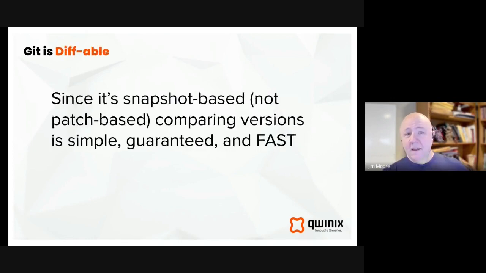It's diffable. What's particularly nice about Git is that it's not storing patches, it's storing the complete state at every step along the way. If you want a lot more information on this, I've got another talk, Git Made Simple, that talks about Git data structures. That means comparing versions, whether it be the very first version or the 500,000th version in the repository, is simple, guaranteed, and fast. It's an O(1) operation for all you computer science people.